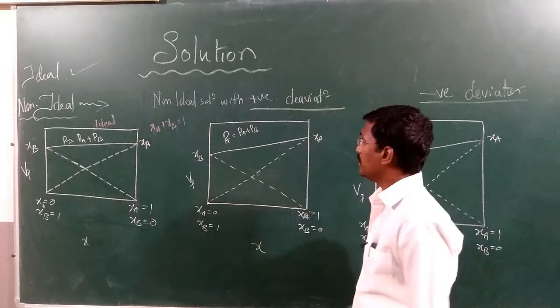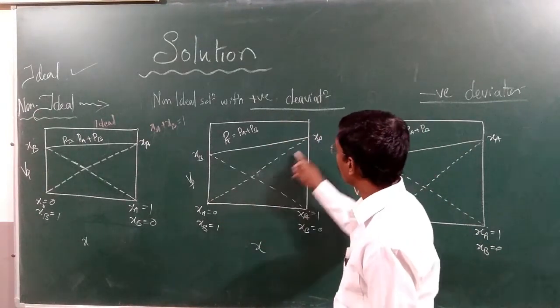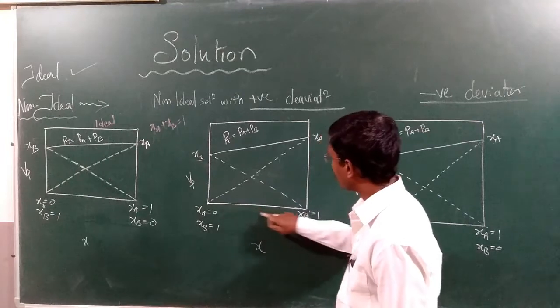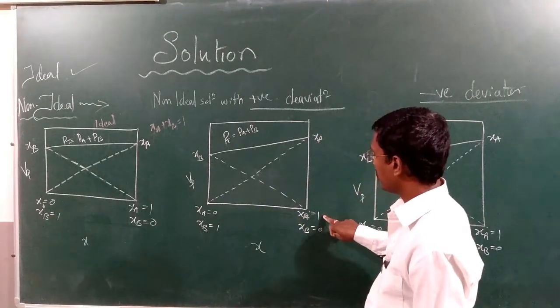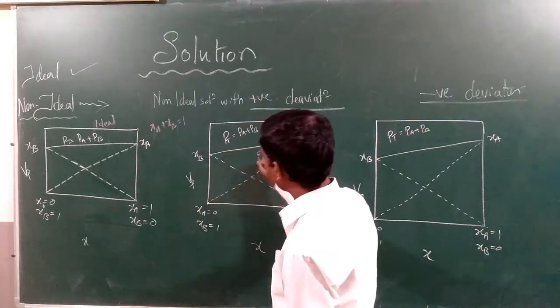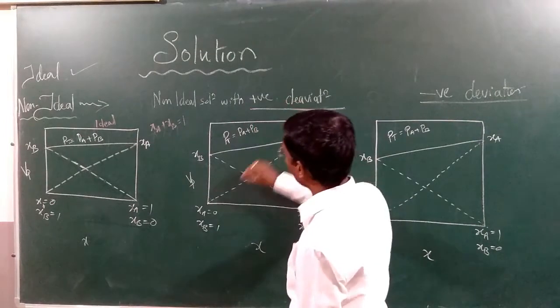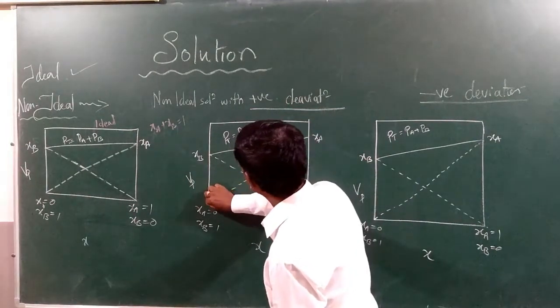The same thing. The positive deviation is whichever graph we have drawn here: as XA and XB vary, the vapor pressure follows Raoult's law. Whereas when it undergoes positive deviation, this value is going to increase slightly.